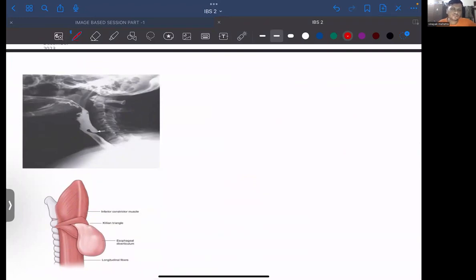This is called as, पहले कौन सी इन्वेस्टिगेशन है? Can anybody tell? There is some radio opaque substance which has been taken by the patient. So it is barium swallow. Okay, क्या है? Barium swallow, and we are seeing thumb sign. Thumb sign on barium swallow.